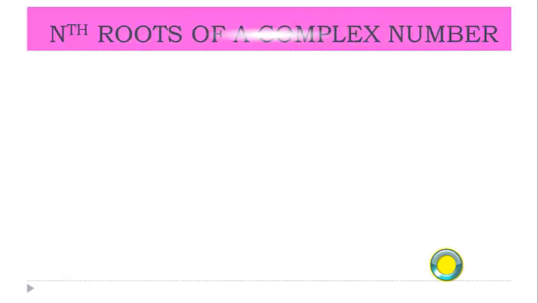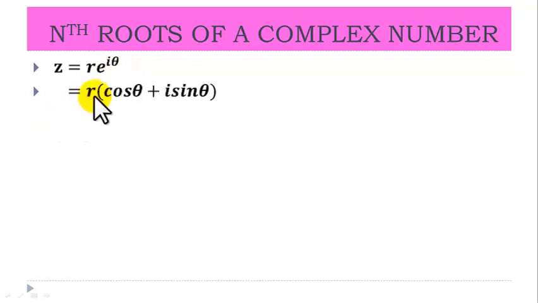This is the 6th lecture in this series, and the topic is the nth root of a complex number. Given a complex number in polar form, that is, given z equal to r exponent I theta, which can also be expressed as r into cos theta plus I sin theta.